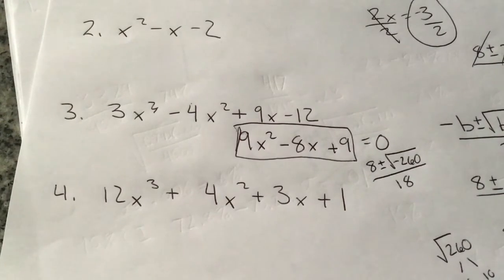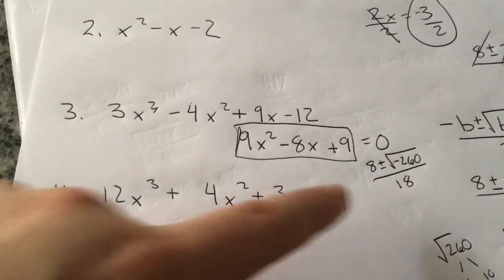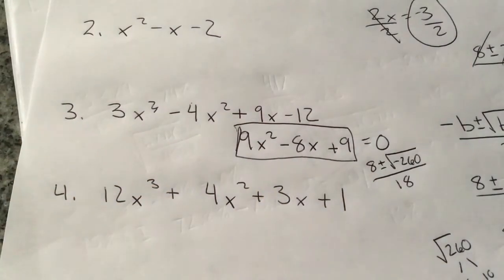All right, apologies for the cut there. I went on explaining some stuff, and then I kind of changed my mind about how I wanted to talk about this and to discuss this topic. Where I cut, we had found this: 8 plus or minus the square root of negative 260 over 18.